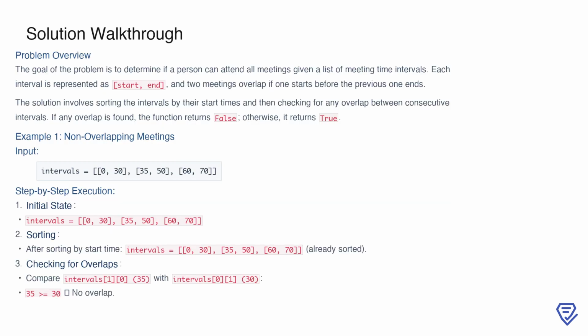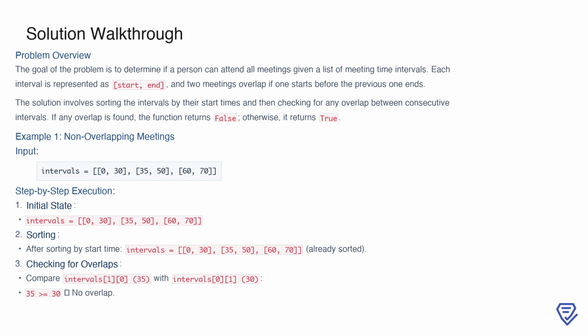The goal of this problem is to determine if a person can attend all scheduled meetings, given a list of meeting time intervals. Each interval is represented as a pair of numbers, the start time and end time. Two meetings are considered overlapping if one starts before the other ends.